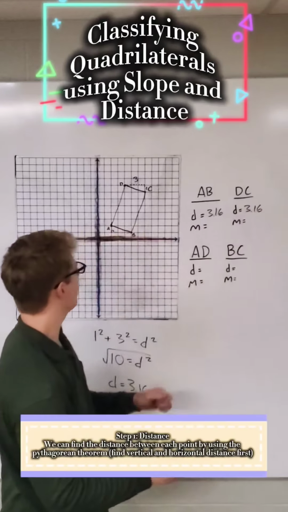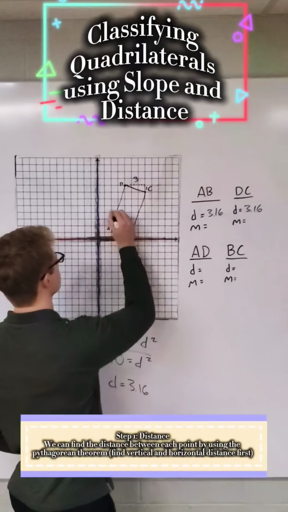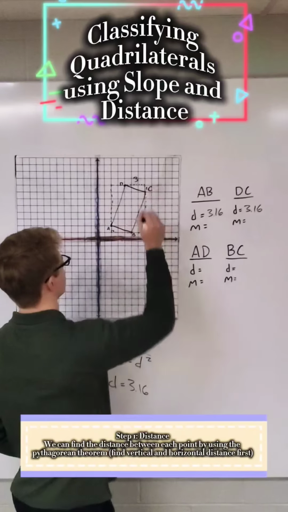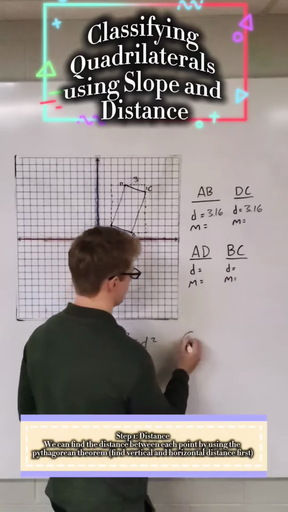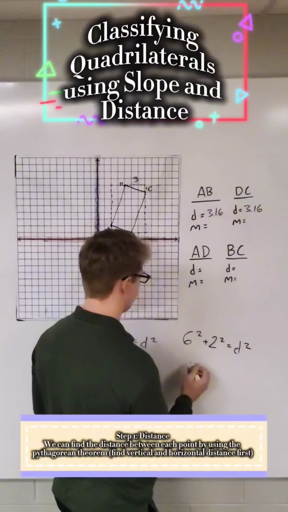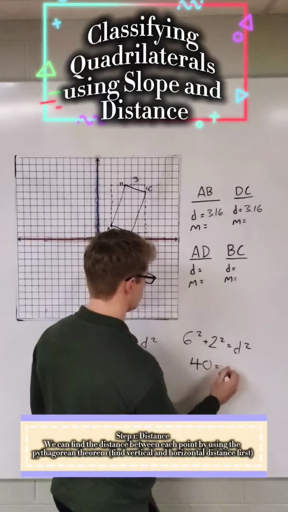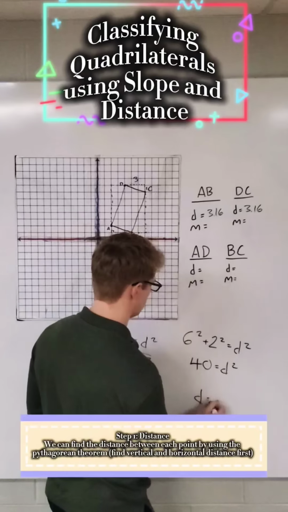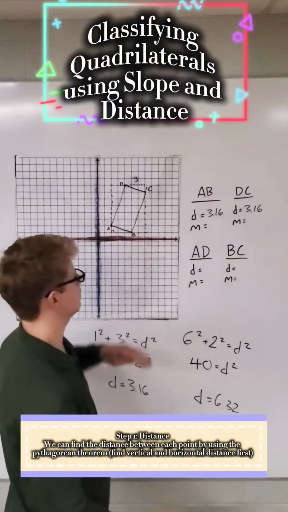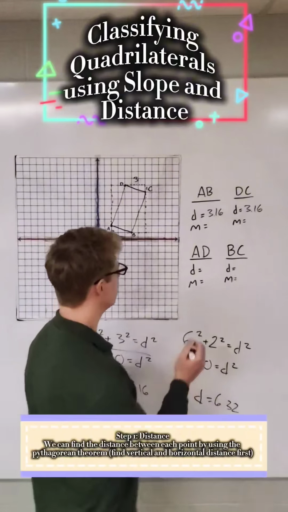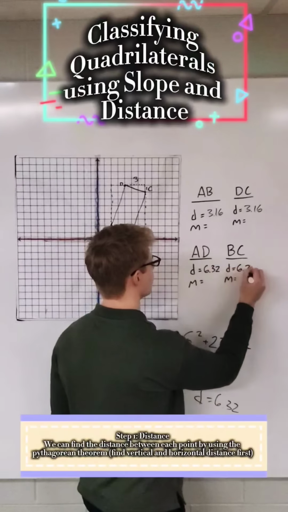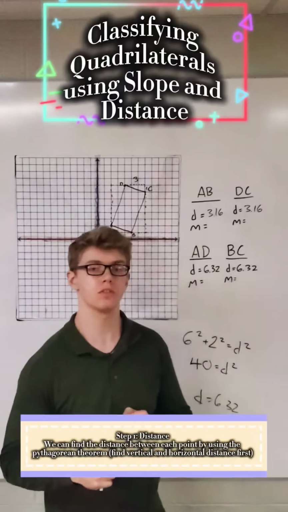And then if we were to take a look at our other two sides here, we have a vertical distance of 6 and a horizontal distance of 2. And then a horizontal distance of 2, vertical distance of 6. Same deal. We can do 6 squared plus 2 squared. That's going to be equal to that distance squared. So when we simplify all of this, we're going to get that 40 is equal to d squared. So our d, after we take the square root, is going to be 6.32. Since we have the same vertical and horizontal distance there, it's going to be the same distance as well. So we now know that we have two pairs of congruent sides because we know the distances are the same.